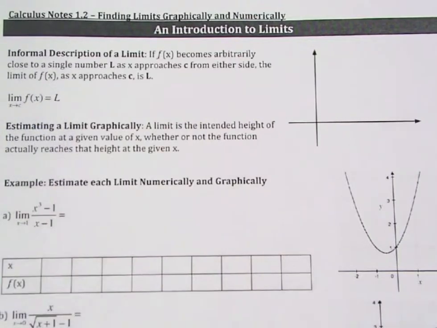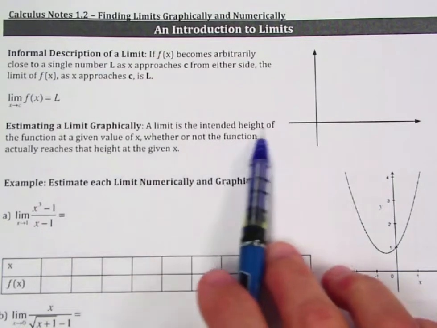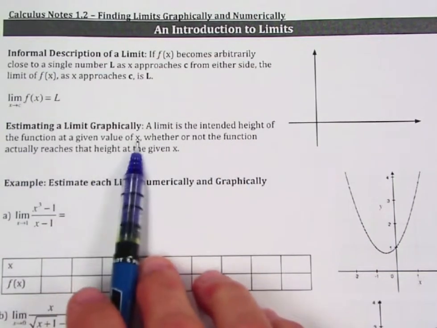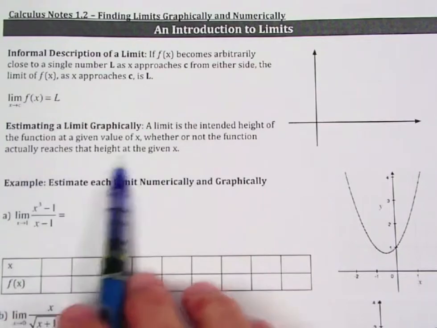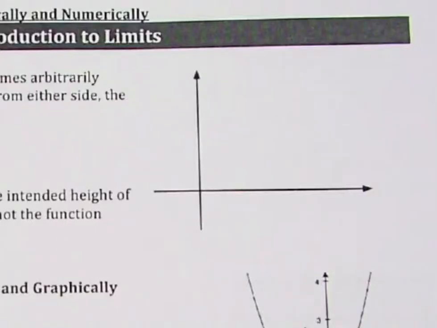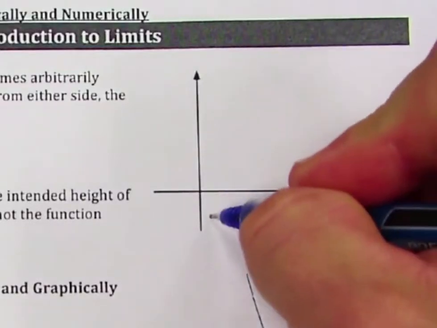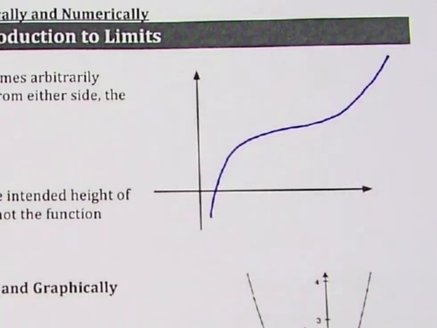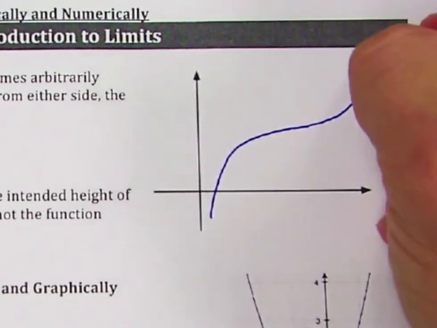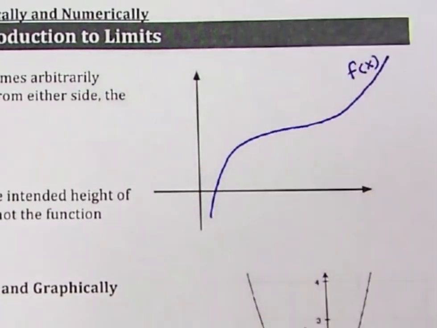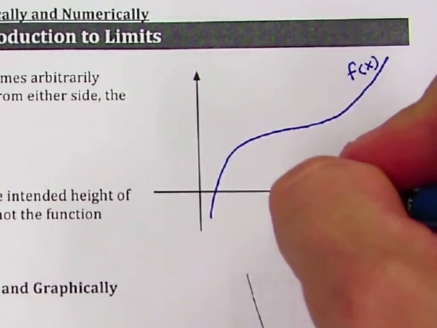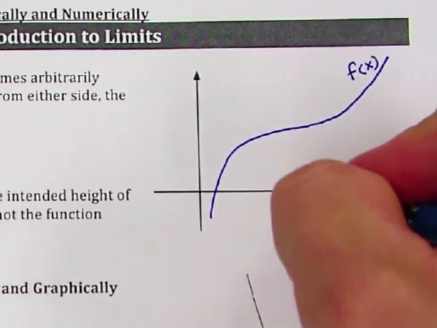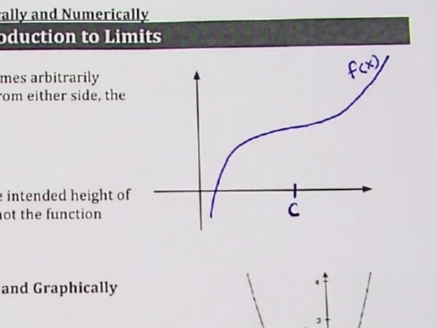So let's look at this graphically and see what we mean. A limit is the intended height of the function at a given value of x, whether or not the function actually reaches that height at the given x. So I'm just going to draw a curve over here. It can be any curve. And this is going to be our function of x. Now we want to find the limit of our function as x approaches this value called c.